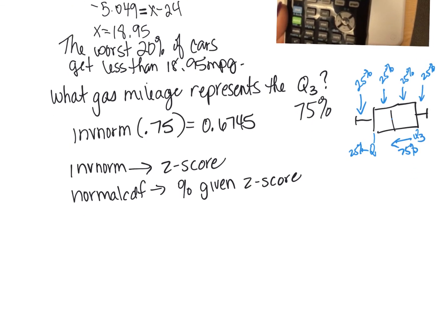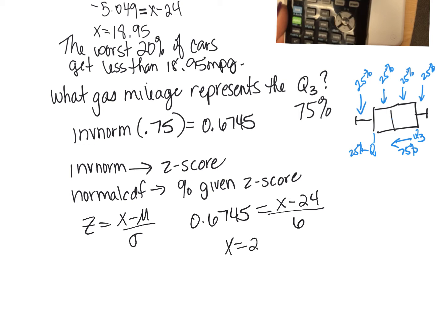So then, same calculation. 0.6745 equals x minus 24 over 6. So we'll times by 6 and add 24. And we get x equals 28.047. That's still an ugly 8.